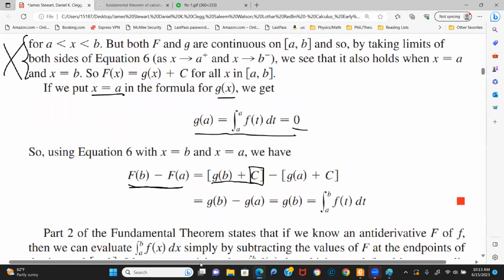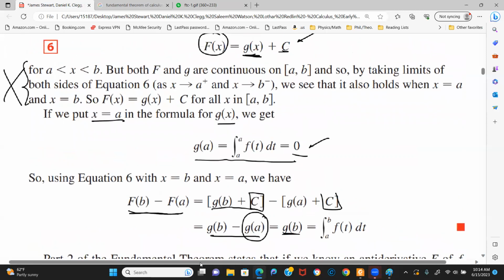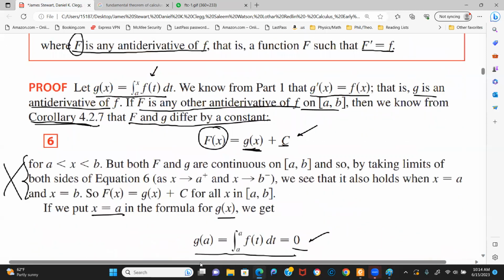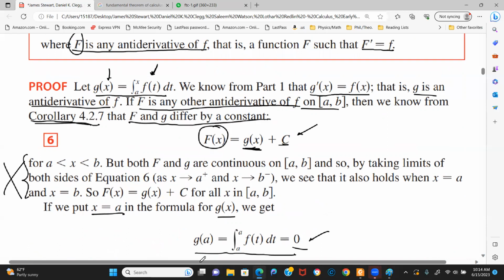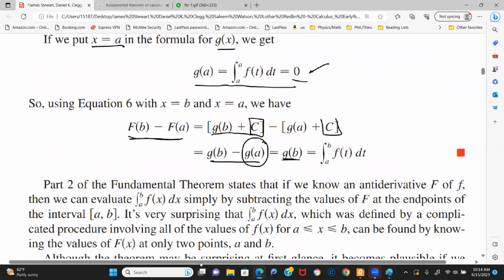Now these constants right here cancel, and all you're left with is g of a minus g of b. But remember, g of a is 0. So all you're left with is g of b. And so you just have to plug in b into the definition of g. So when you evaluate g of x at b, it's the integral from a to b. It's going to be your integral over the whole interval of this function right here. And that proves the result.